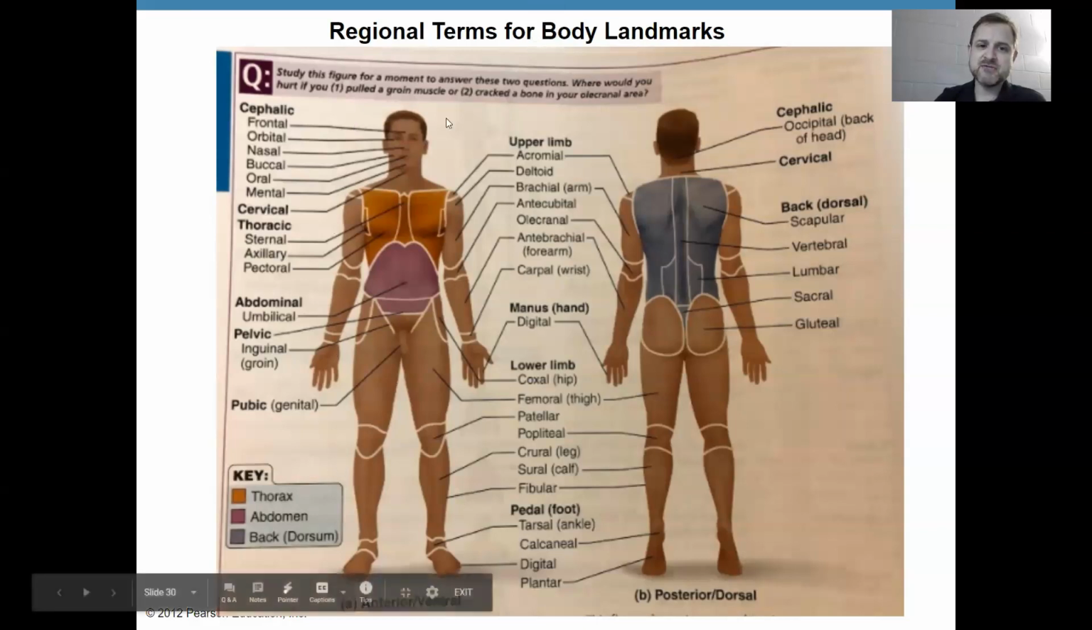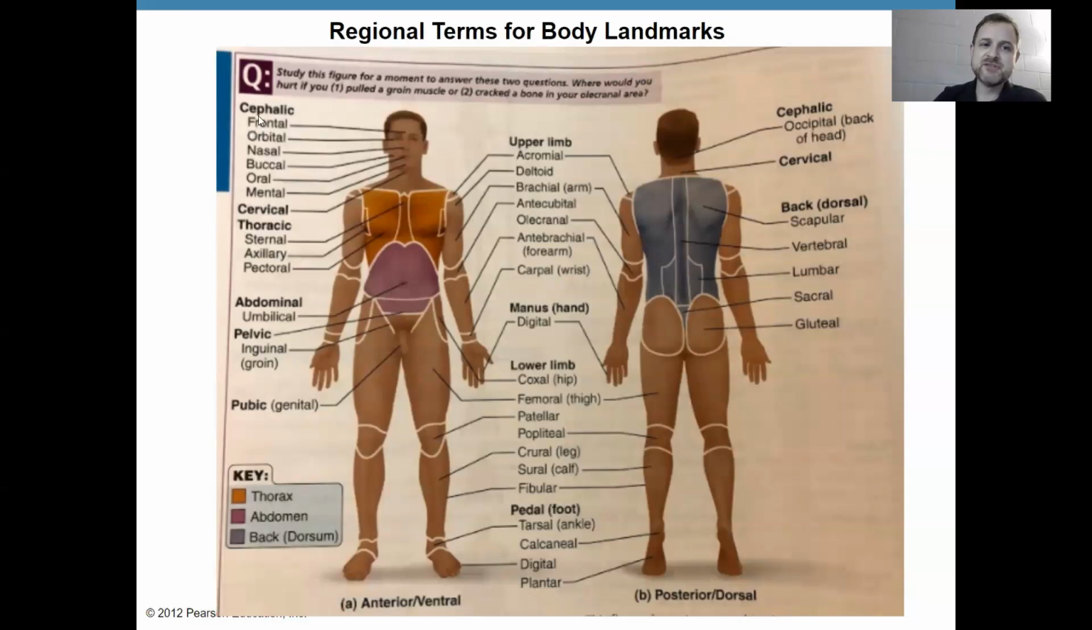So here's an anterior view of the body. This is the front. Here's a posterior view. Here's the back. So cephalic refers to your head. So frontal is your forehead. Orbital are your eyes. Nasal is your nose. Buccal are your cheeks. Oral is your mouth. And mental is your chin.